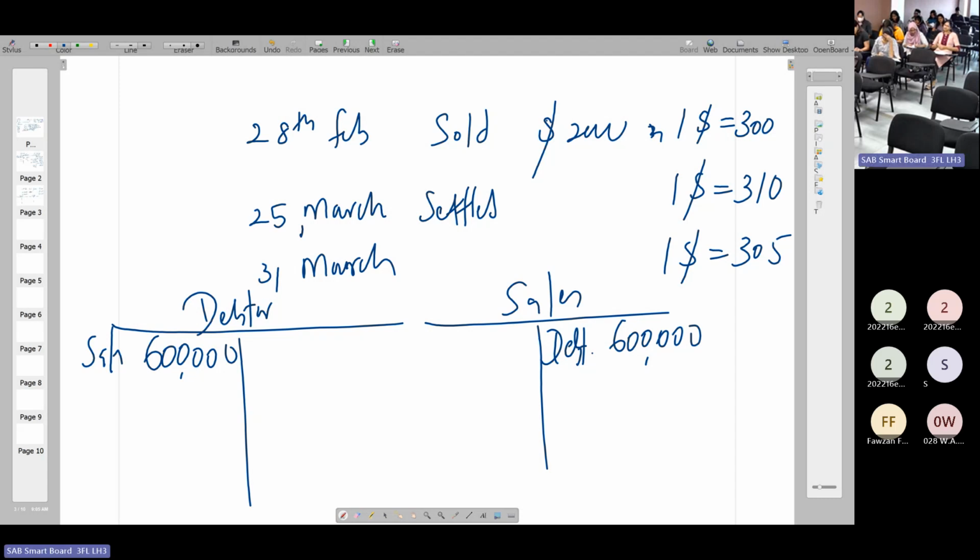Now in this case, this is an income. We need to transfer it into P&L, because income and expenses generally we should translate at the transaction date. It should be charged to P&L 600,000, right?